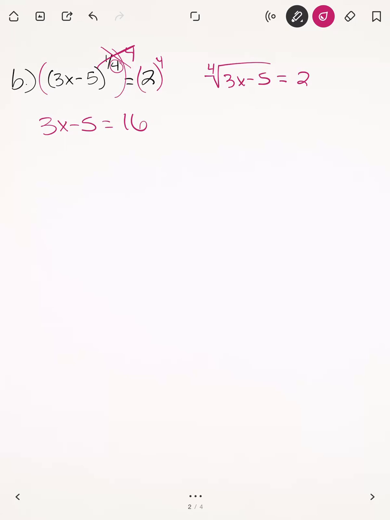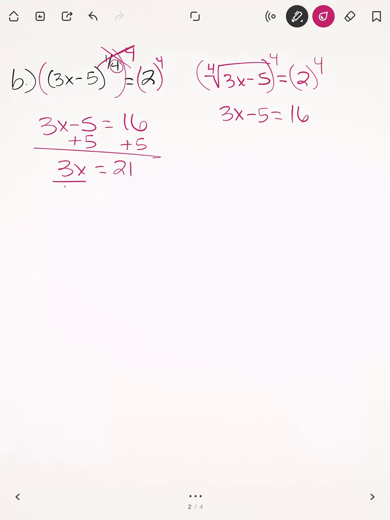Over here would be the same thing. My index number is 4. I raise it to the 4th power. Look, it's the same thing. It gets me the same exact result. It doesn't matter how you go about it. If you want to switch it to radical form, switch it to radical form. If you want to leave it as a rational exponent, leave it as a rational exponent. So I'm going to go ahead and solve. I'm going to add 5 to both sides. I get 3x equals 21. I divide by 3. x equals 7.